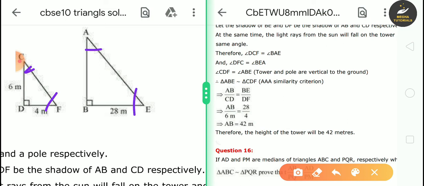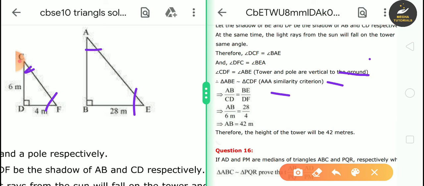In the diagram, angle DCF and angle BAE are equal, as well as angle DFC and angle BEA are equal. Also, pole and tower both are vertical to the ground. It means they are forming right angle triangle. Therefore, you can say that angle CDF and angle ABE are equal. Therefore, triangle ABE is similar to triangle CDF using AAA test of similarity. Therefore, sides are in the same proportion. So, you can write AB upon CD is equal to BE upon DF.